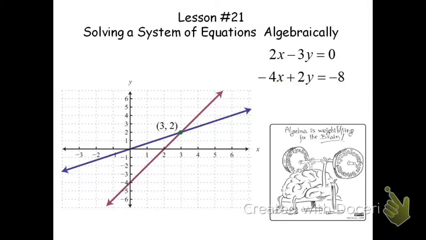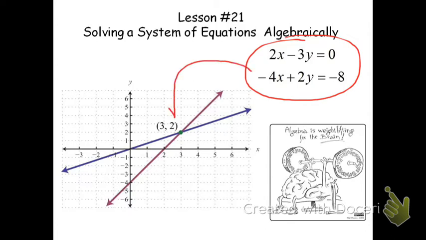EACC Math Lesson number 21, Solving a System of Equations Algebraically. Over here in this right corner we have a system of equations. As you can see, we have two equations with two unknowns. This shows up in business applications and all sorts of applications. And what we're doing is we're looking for this simultaneous solution.